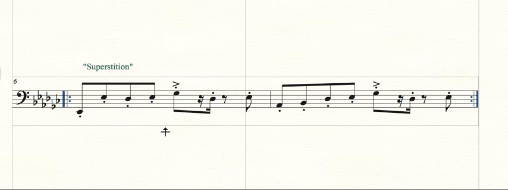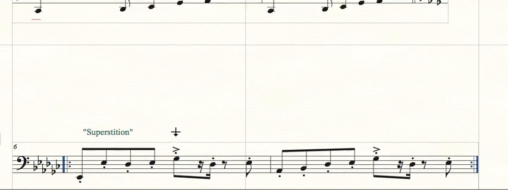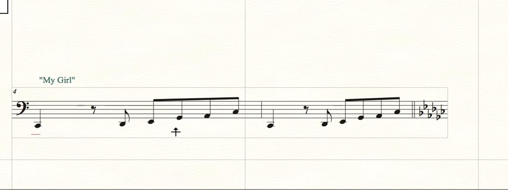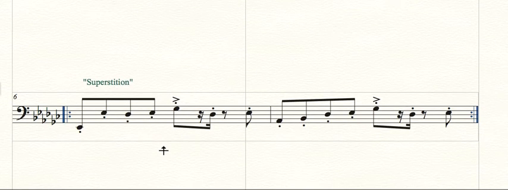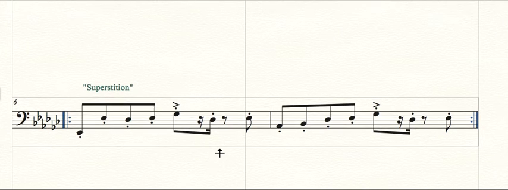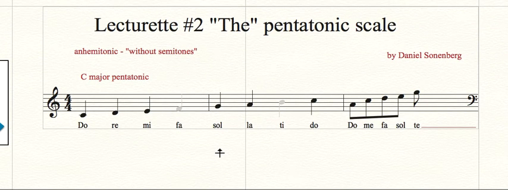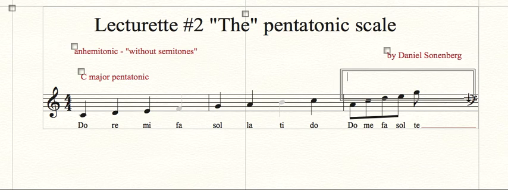And what determines whether something is minor pentatonic or major pentatonic is basically where we feel that pitch center. So in My Girl, we start and end on C, right? It's very clearly the tonic, and in this case, it's very clearly coming back to E flat all the time. So that's the basic idea of the anhemitonic pentatonic scale. We're going to concern ourselves with the major pentatonic scale, and here is the A minor pentatonic scale.